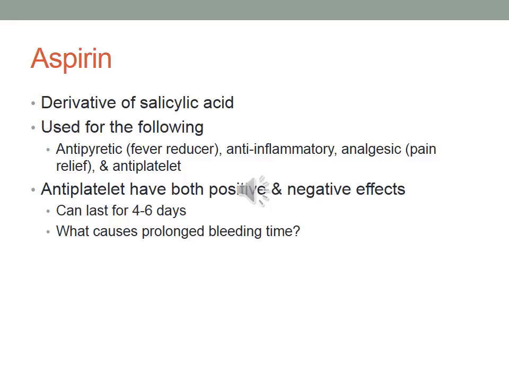It's important to know that this can last for about 4 to 6 days, even once the medication is discontinued. So if you have patients who are going in for surgery, a lot of times it'll be suggested that about a week prior to the surgery, they discontinue the use of any type of anti-inflammatory drug that could thin their blood and cause prolonged bleeding time. And again, that prolonged bleeding time is going to occur due to the fact that the thromboxanes get suppressed, which is going to inhibit platelet activity.